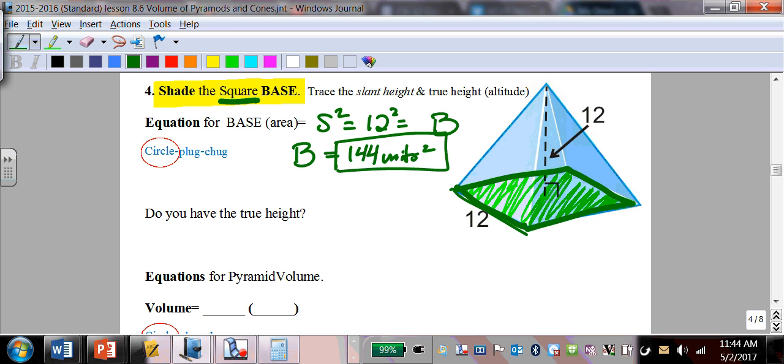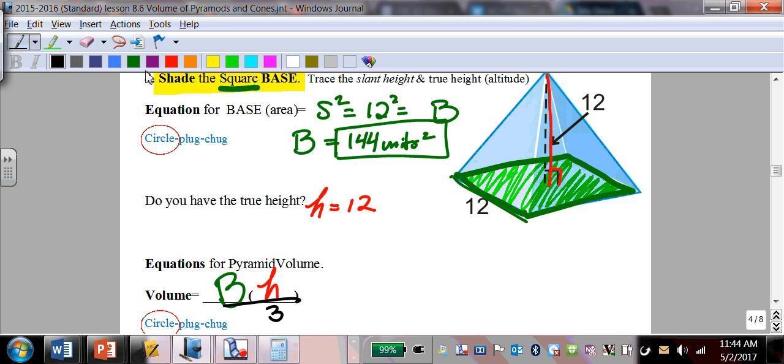Now, physically trace your true height. Jared, do we have the true height? So we write it out. Our H is going to be 12. So now we come down here, we write our equation for volume of a pyramid. Lexi, volume of a pyramid is what? Over 3, yes, ma'am, because volume is 3 dimensions. So it's the fraction between a prism and a pyramid.